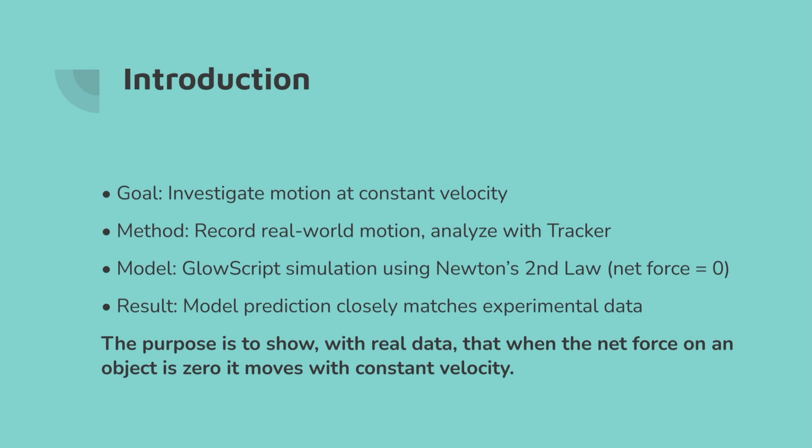The goal of this experiment was to use real measurement to show that when the net force of an object is zero, the object moves at constant velocity, meaning it travels in a straight line at a steady speed. To do this, I recorded the motion of a marker moving across a flat surface, analyzed the motion using Tracker, and built a simple computational model in CoSpaces script based on Newton's second law. My main result is the model's prediction lined up almost perfectly with the data from Tracker, confirming that the motion can be accurately described as constant velocity.